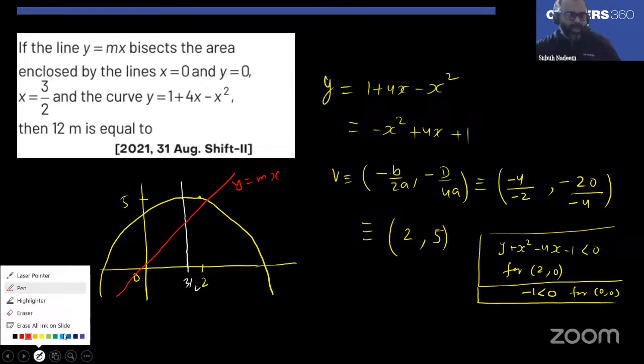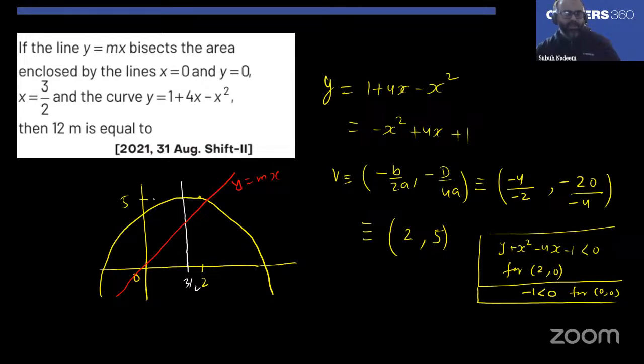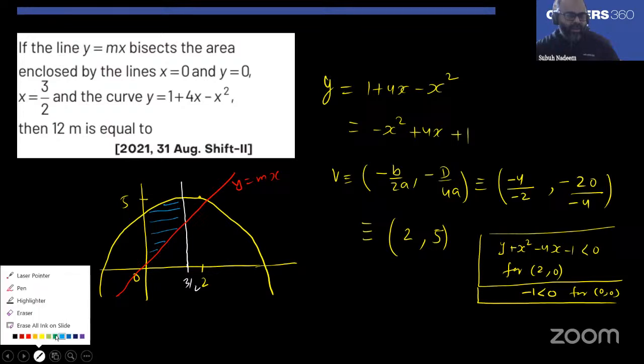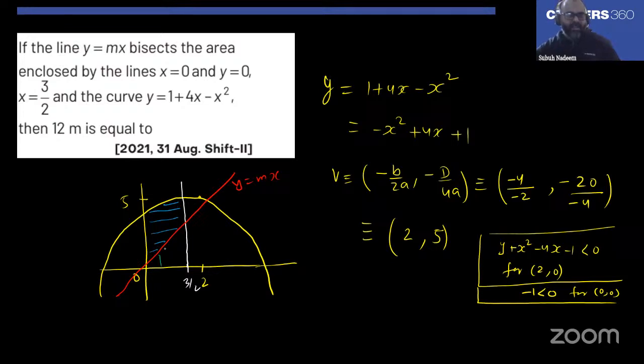So the two areas, let me show you the two areas. One area is this one, and another area is this one. So it says that these two areas are equal. This line is bisecting this. So in that case, what is the value of m? And then the final answer is 12m. That is what they are asking.